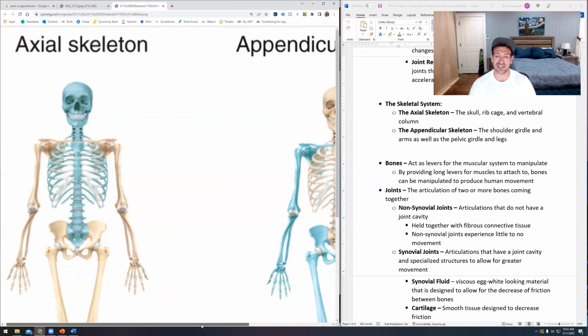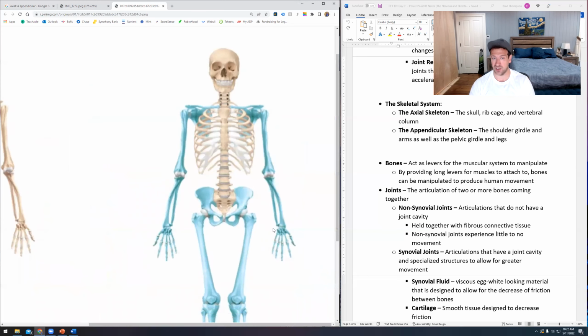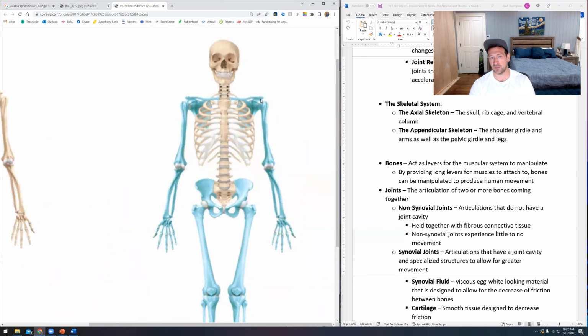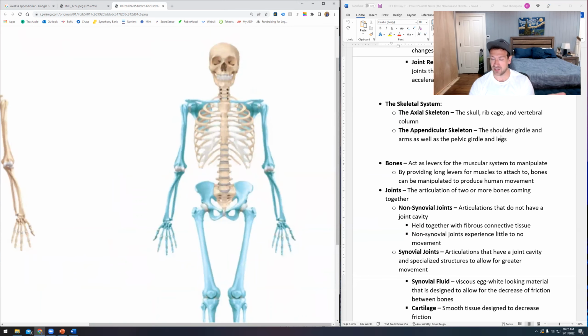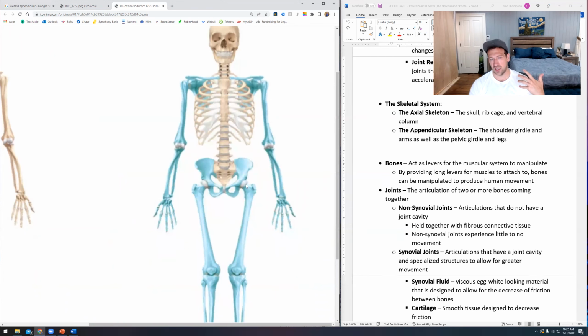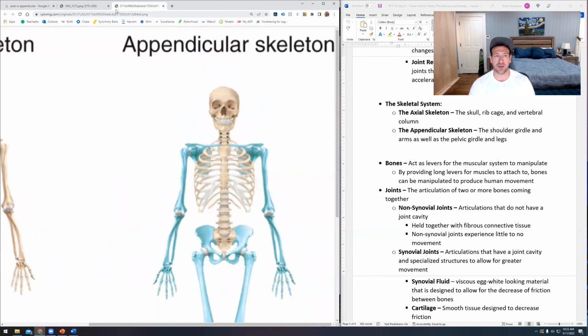And then your appendicular skeleton, that's your appendages, right? So that is your collarbone attaching your entire arm, as well as your scapula, and then your pelvic bones attaching your entire legs. So it is your arms and legs. The shoulder girdle, which is that collarbone and scapula, and the pelvic girdle, which is the pelvis. So that's the two primary divisions.